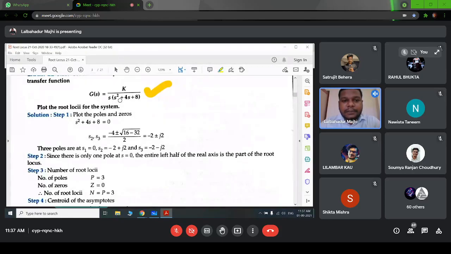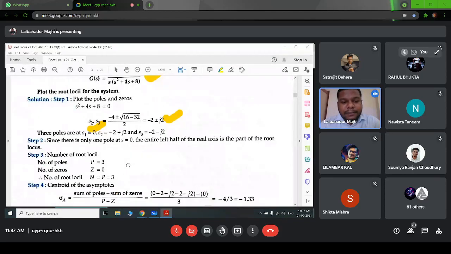For the equation s square plus 4s plus 8, we get these 2 complex conjugate poles, that is minus 2 plus minus j2, and we have another pole at 0, for the s pole at the origin. So s1 is 0, s2 is minus 2 plus j2, and s3 is minus 2 minus j2.